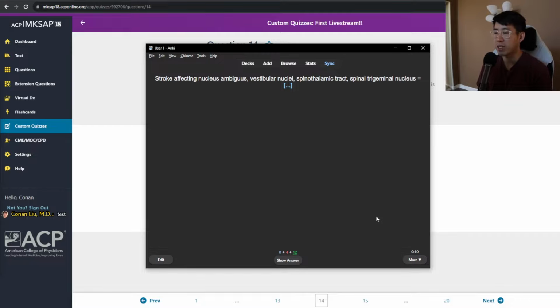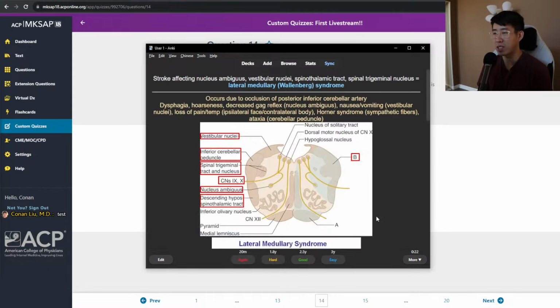Stroke affecting nucleus ambiguus, vestibular nuclei, spinothalamic tract, spinal trigeminal nucleus. That is going to be, I don't really know these ones very well. These, like, localization of stroke syndromes. It's probably like medial medullary or something, lateral medullary syndrome. So I think I'll mark it as right because I honestly don't know how this would be applicable to me at this point. Maybe I'll mark it as hard.